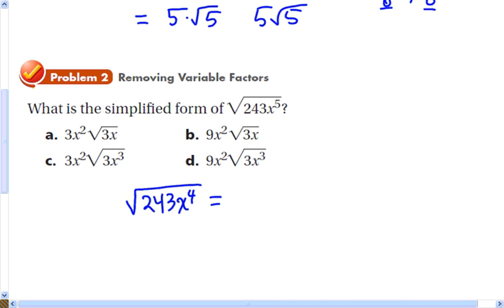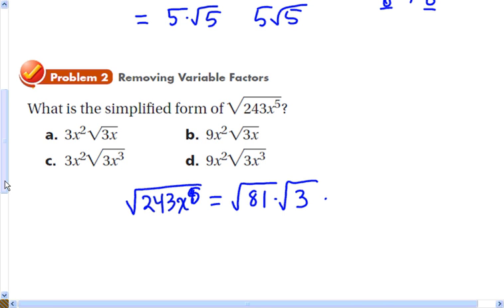We want perfect square factors. If you divide 243 by 3, you get 81, and 81 is a perfect square. So we're going to break this up this way. 81 times 3 is 243. And, oops, I did that wrong. That's x to the fifth.